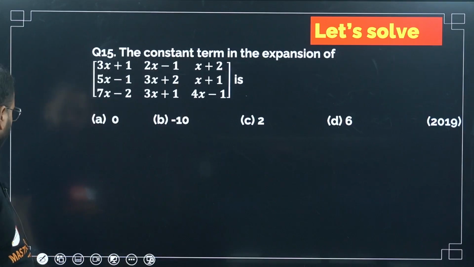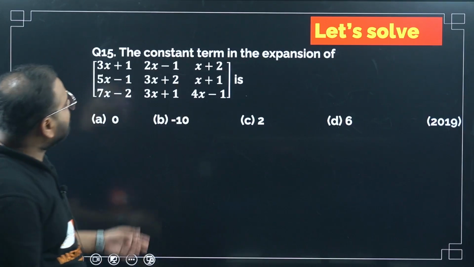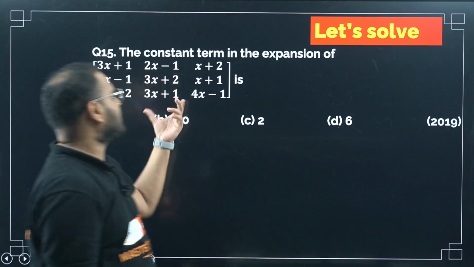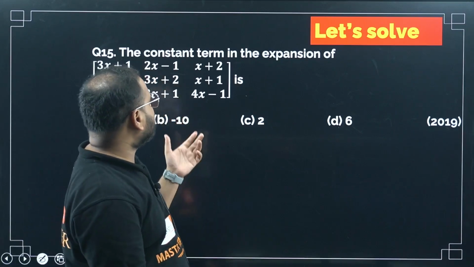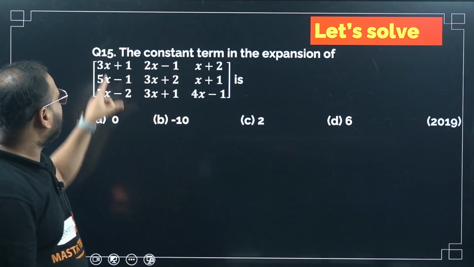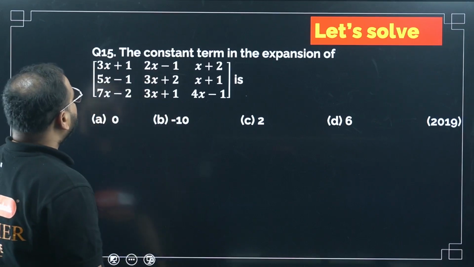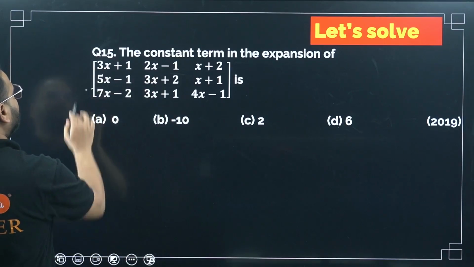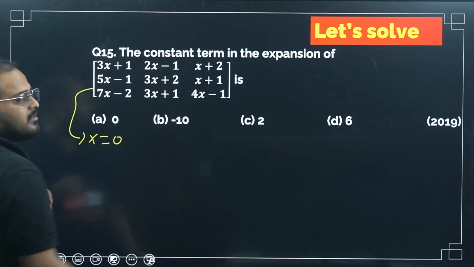Moving on, 15th problem. The constant term in the expansion of this determinant. Think about it. Constant means what? Free from x, free from all these x values. How can I get that? Make x equals to 0. Substitute here, x equals to 0 everywhere.